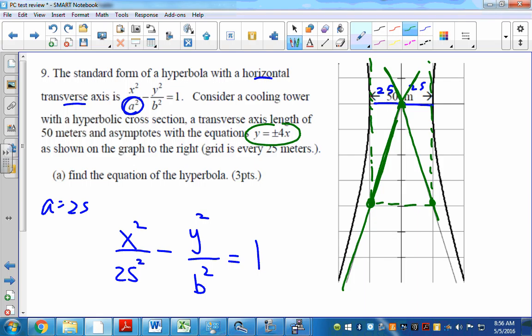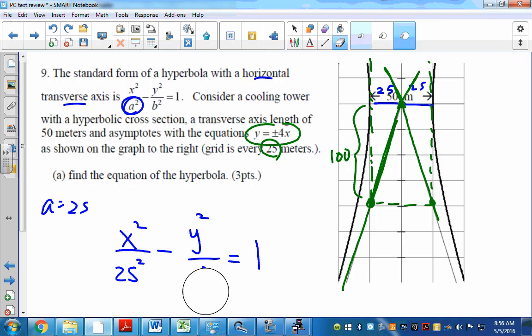And so the B number is going to be this distance. Now, each grid is 25 meters, so we're not going 4. This is 100. So this would be 100 squared down here. Okay, so that would be that one. Equation of the hyperbola, got it done.